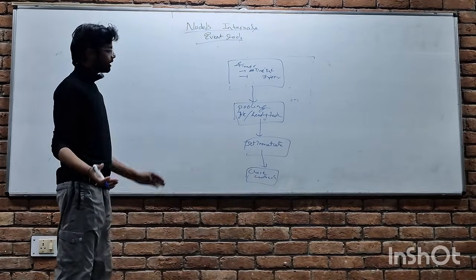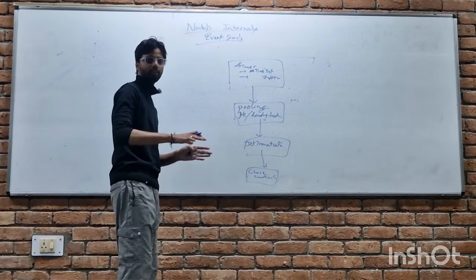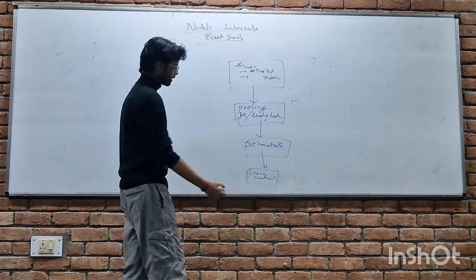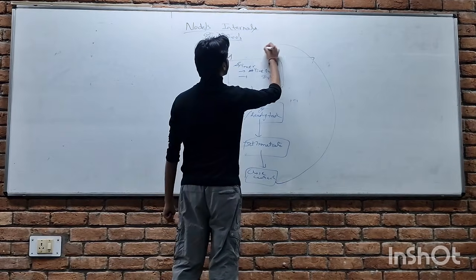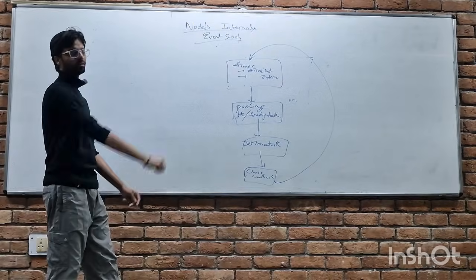And now it will see if every task is completed, and if so, this event loop will break down. If it is not, then it will again go to the timer phase. So this is kind of forming a loop.